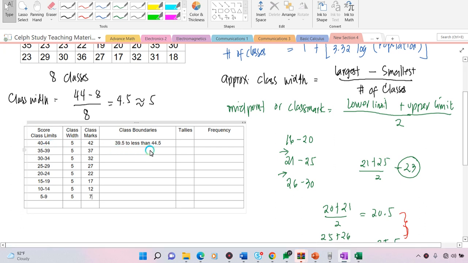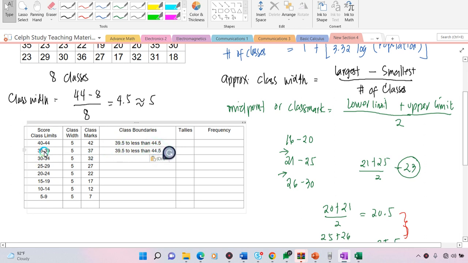I have already presented an example here. So our class boundary is, since we have your lower value and the upper value of the next class, that is 40 plus 39 divided by 2, that is 39.5. And we extend another 0.5 to 44. So it is the same with this one.